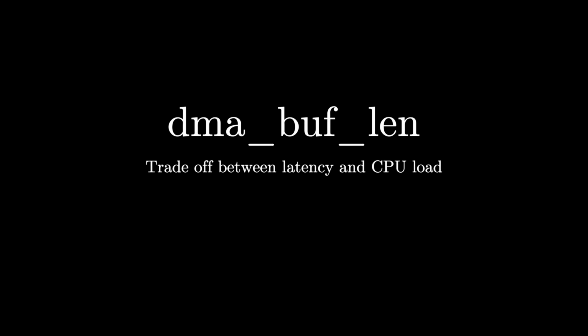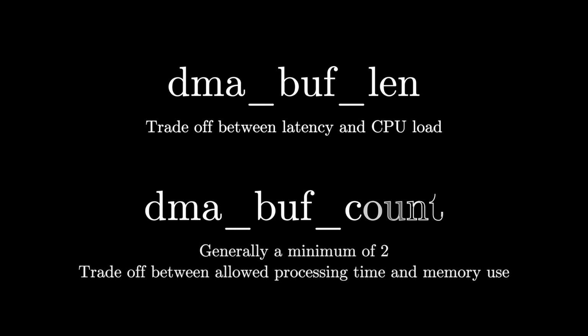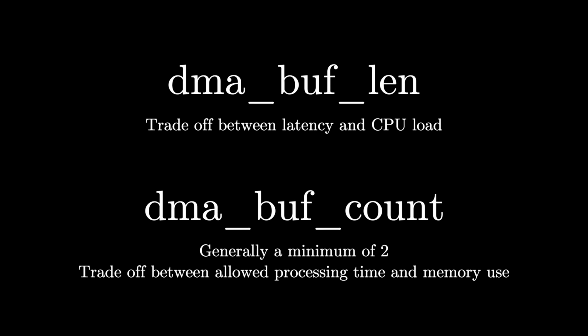So hopefully this has given you some insight into how to choose values for these 2 parameters. As always with these things, the real answer is, it depends. But there is some guidance. Use DMA buffer length to trade off between latency and CPU load. A small value improves latency, but comes at the cost of more CPU load. Use DMA buffer count to trade off between memory usage and the total amount of buffer space allocated. More buffer space gives you more time to process the data, but comes at the cost of using extra memory.